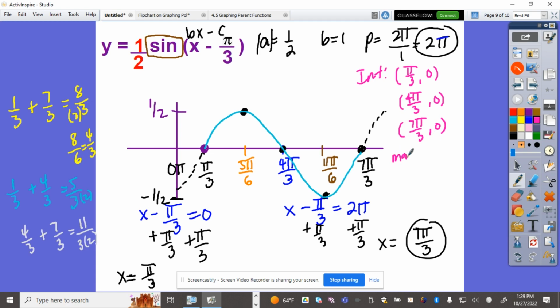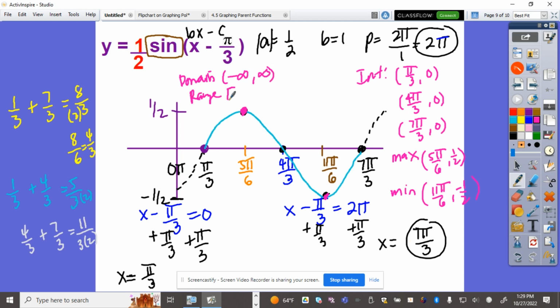While our maximum value is at 5 pi over 6, 1/2, and the minimum value is, this is the maximum, this is the minimum. The minimum is at 11 pi over 6, comma, -1/2. All right. If you ask for the domain, here it is all real numbers, right? And the range here is from -1/2 to +1/2.